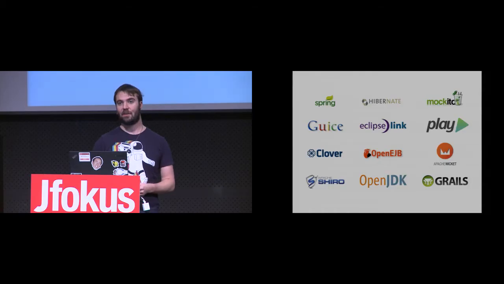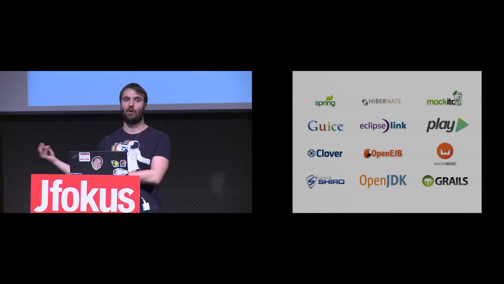Guice is doing it. EclipseLink is obviously doing it. Play does it. Clover, how does Clover know the test coverage? Well, it rewrites your code to just have a callback into Clover on every line of code, right? I've been here, I've been here, I've been here. That's basically it. Apache Wicket, Shiro, the OpenJDK even uses code generation for lambda expressions. Lambda expressions in the end are just classes that are generated on demand.